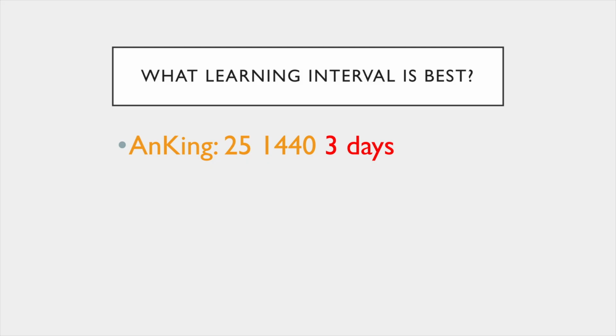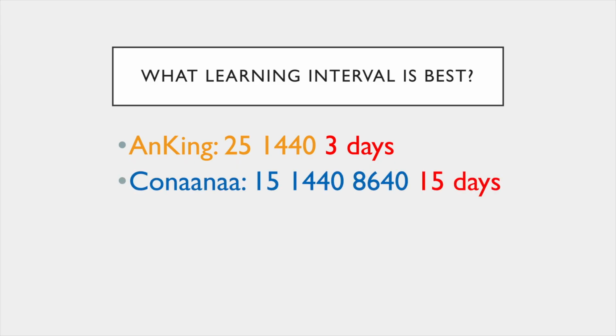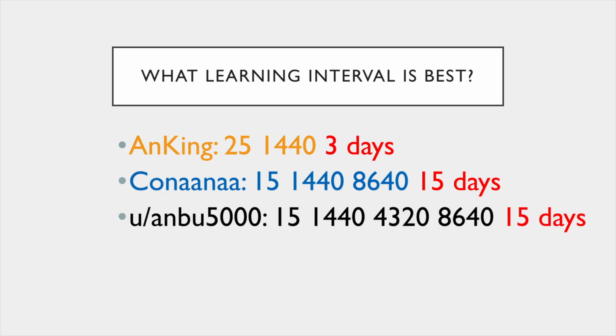The Anki's steps are 25 minutes and then 1 day, and then he graduates it at 3 days. Conana's steps are 15 minutes, 1 day, 6 days, and then he graduates it at 15 days. Another mentionable option, from Reddit user ANBU5000, which is a good setting too, is 15 minutes, 1 day, 3 days, 6 days, and then it's graduated at 15 days.